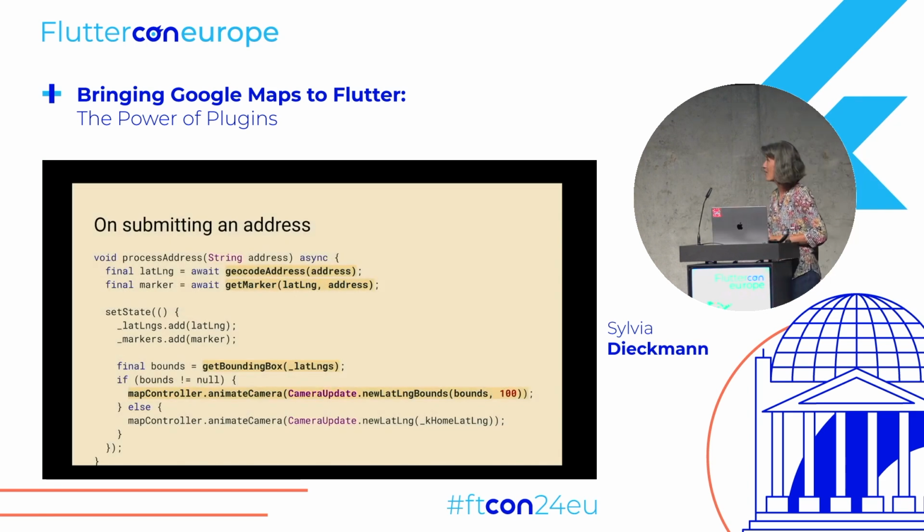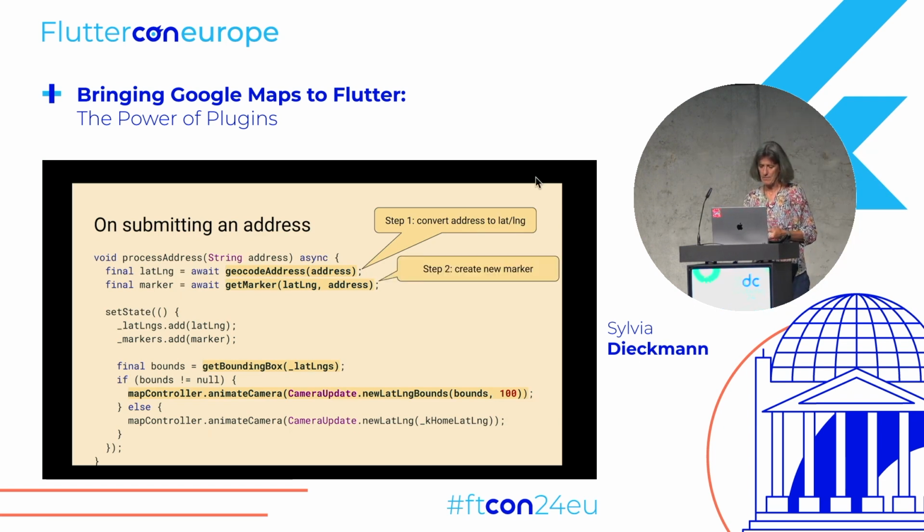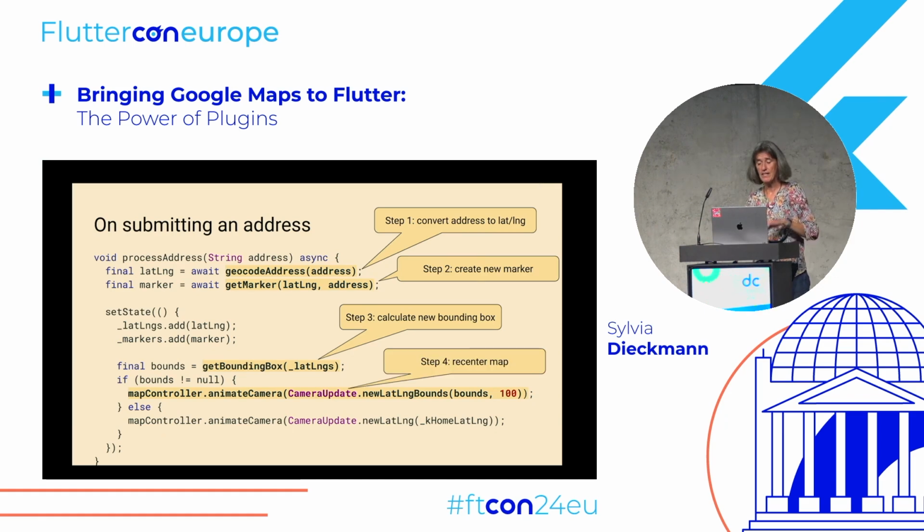So this is more or less the code that does all of that. Up here we have step 1, converting the address to lat long. Next one is creating the new map marker. Next one is calculating the new bounding box. And then finally, using that new bounding box that we just calculated.